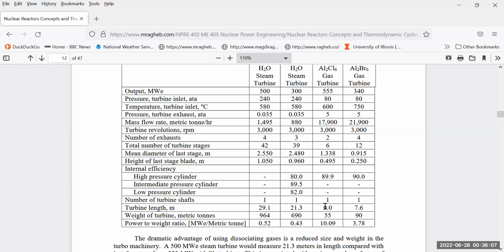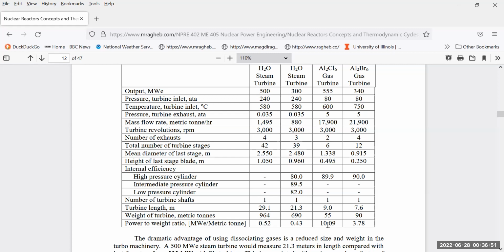If you have a much shorter turbine to produce the same amount of power, the weight of the turbine is decreased from 964 metric tons. 1 metric ton, remember, is 1,000 kilograms. From 964 tons into just 55 tons. The comparison here is the power to weight ratio. So if we take the 500 megawatts of power that you can produce, divided by the weight of the engine, 964, you are producing 0.5 megawatt electric per metric ton of the machinery that is producing your electrical power.